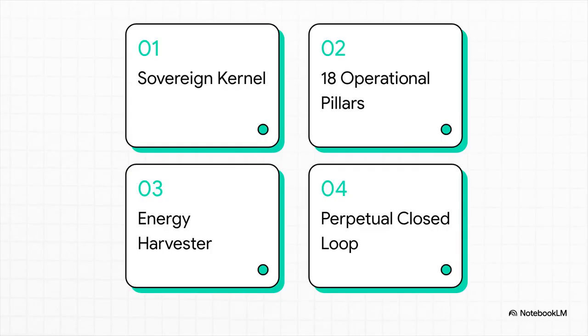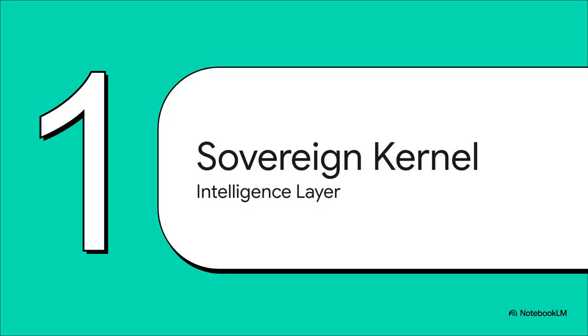To see how this is even possible, we're going to look at the architectural blueprint in 4 stages. First, the sovereign intelligence kernel. Second, the 18 operational pillars. Third, the Rivers Helix energy harvesters. And finally, the perpetual closed loop. All right, let's start with part 1, the sovereign intelligence kernel.